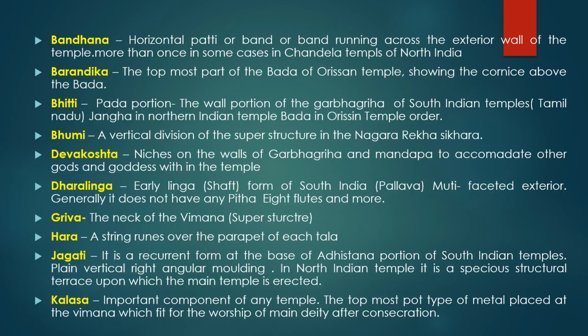The Griva. The neck of the Vimana superstructure is known as Griva in the South Indian temple order. Kazhuthu in Tamil. Yesterday I mentioned that the Vimana is the human form, a standing human form. That's why it is referred to as Pada, Prastara, Sikhara, Griva, like that.